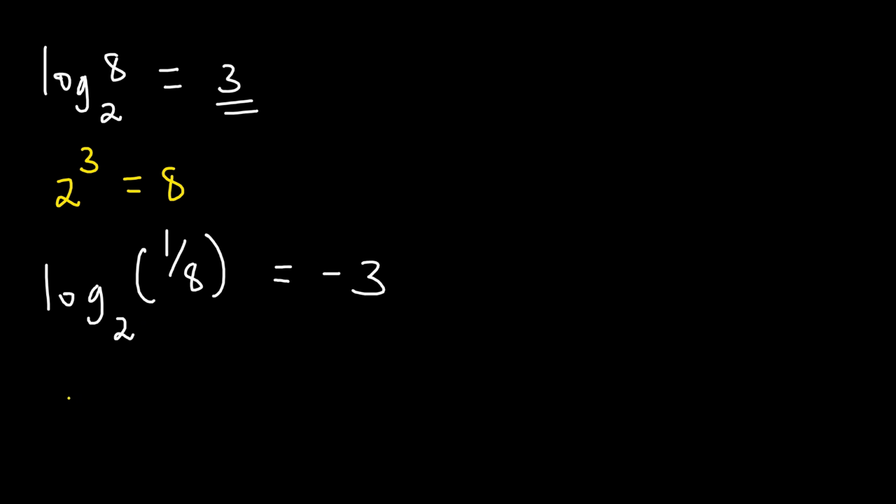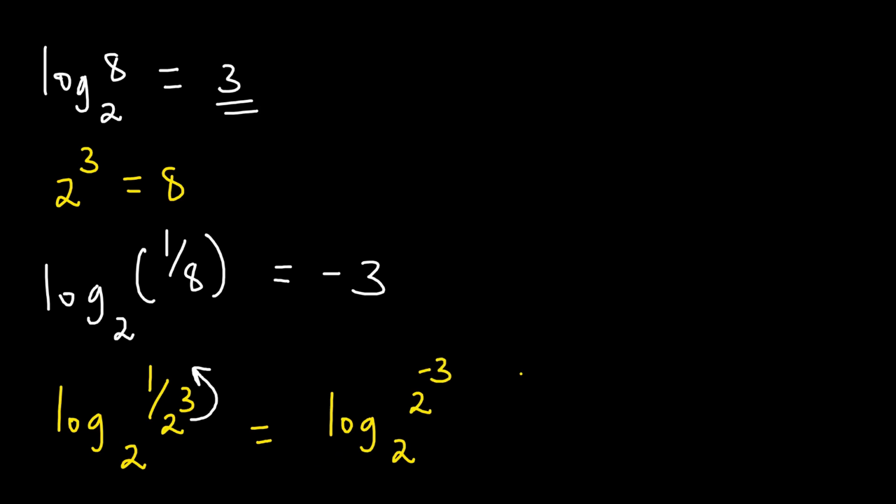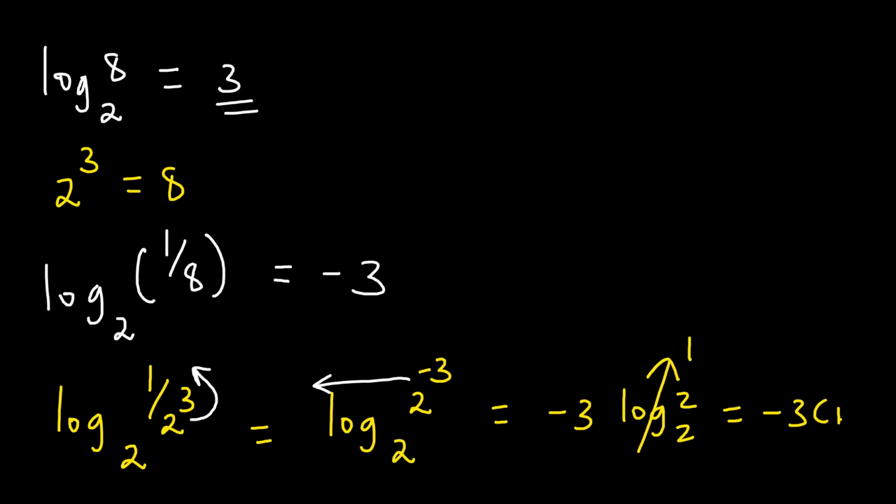And if you want to show your working, you would have log base 2 of 1 divided by, now 8 is the same as 2 to the power of 3. And from the rules of exponents, you can take this to the top, and the positive exponent will become negative. So this will be equal to log base 2 of 2 to the power of negative 3. And then we can take this to the front. So this will be equal to negative 3 times log base 2 of 2. And this will be equal to 1. So we shall have negative 3 times 1, which is equal to negative 3.